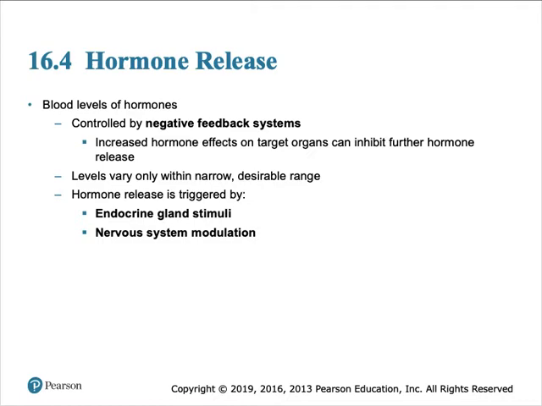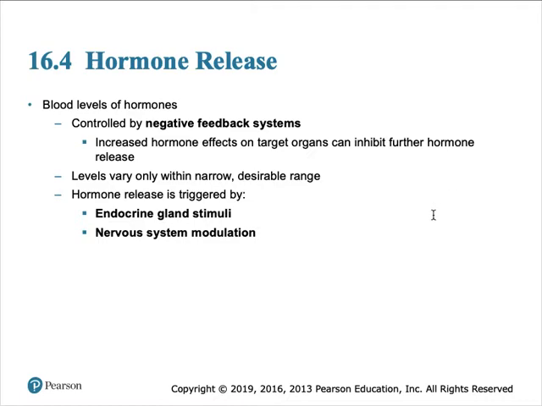Okay? So for example, the example we used in chapter 1 was when you're cold. Your body detects that the temperature is decreasing, and so ultimately your brain tells your body to shiver, and that's going to produce heat energy to balance out the temperature. Instead of your body getting colder, it gets warmer. Okay? So for the case of hormones, the increased hormone effects on target organs can inhibit further hormone release.